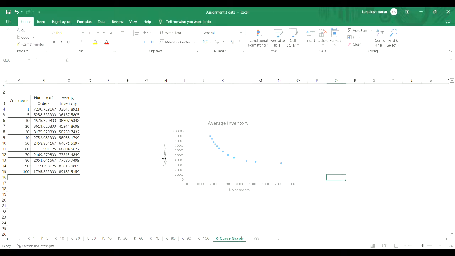Okay, so this is about how to obtain a k curve by using various k values.